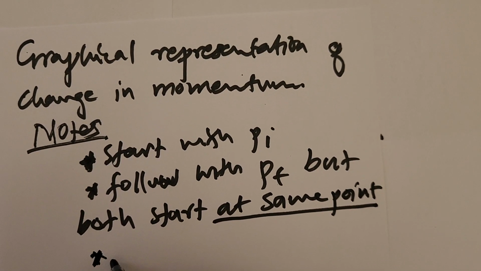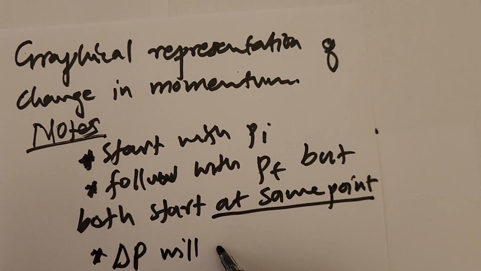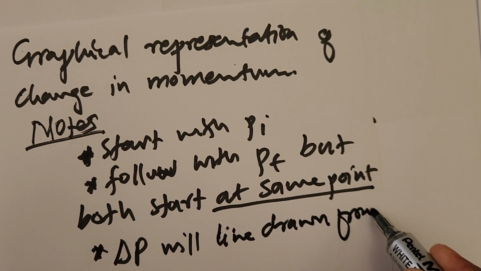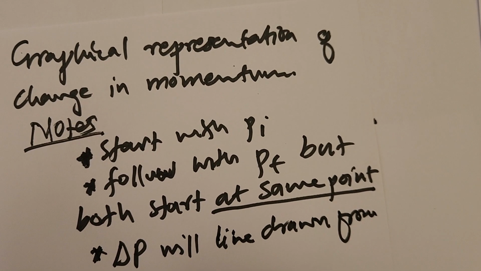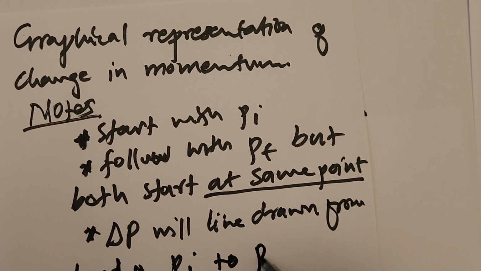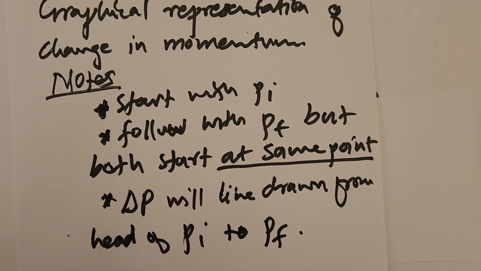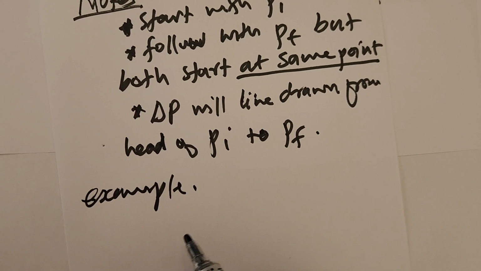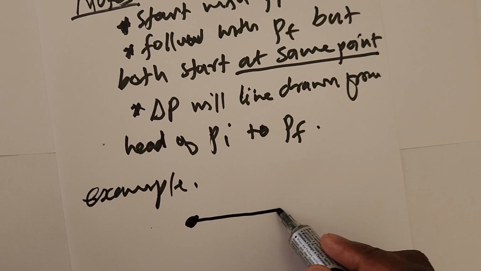Then, to find the delta P will be the straight line drawn from the head of, in this case, initial PI to the head of PF. Then you are done. That will be the easiest way. Let's say, for example, one example here, initial momentum, it's 10 kilogram meters per second to the right.